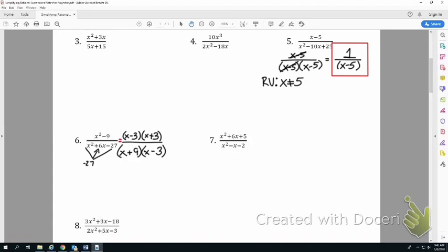Okay, so, Helene, what are my two restricted values going to be on this problem? 3 and negative 9. Alvin, does anything cancel in the problem? The x minus 3s. So I end up with x plus 3 over x plus 9.